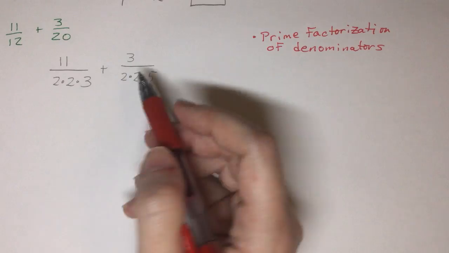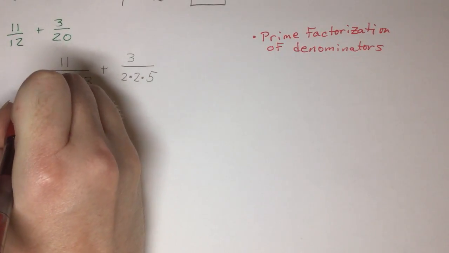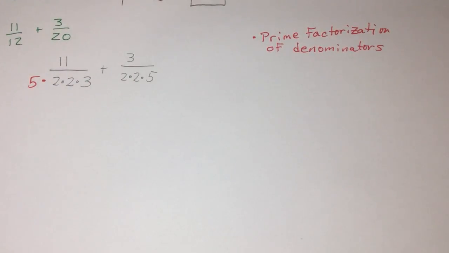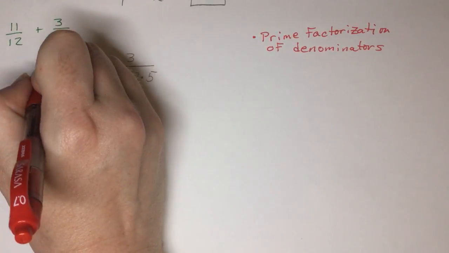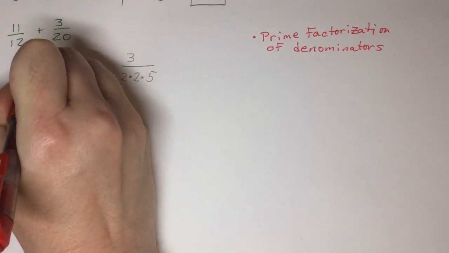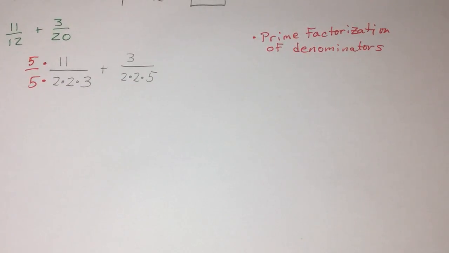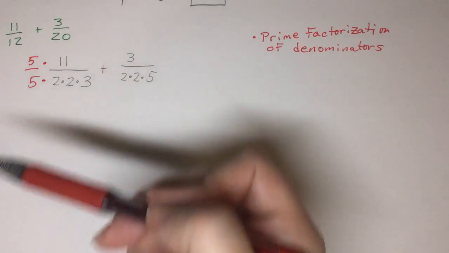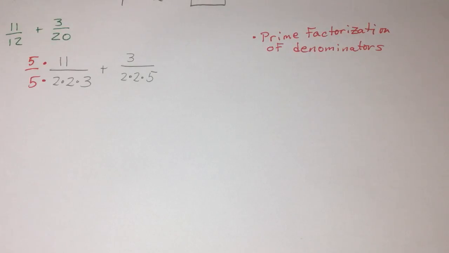I don't have the 5. So I'm going to put the 5 in over here. I'm going to multiply by 5. But I have to be careful not to change that fraction. I can only multiply by 1, so I have to do the same thing in the numerator. Multiply by 5 over 5, I've multiplied by 1, I haven't changed that number at all. I've just written an equivalent number.